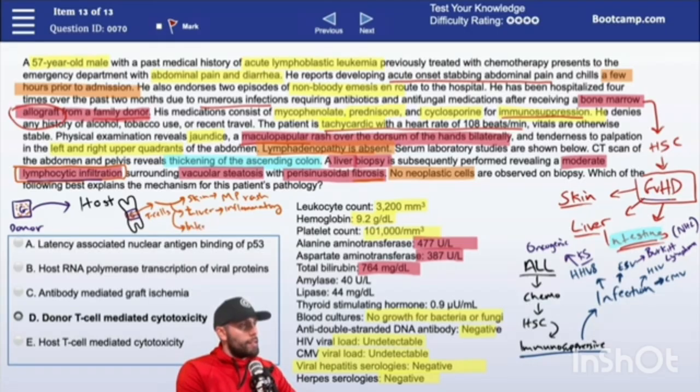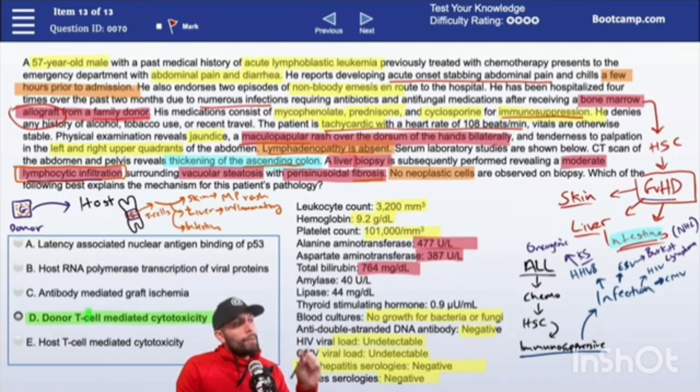These would all be kind of classic presenting symptoms. They can go to the intestines too. And we also saw some of that. We saw that there was some thickening of the ascending colon that's probably related to this, right? So these T cells are kind of branching out from the donor and they're attacking the host tissue. For that reason, this is a donor T cell mediated cytotoxicity. It's the donor cells that are causing the problem in this patient with graft-versus-host disease.